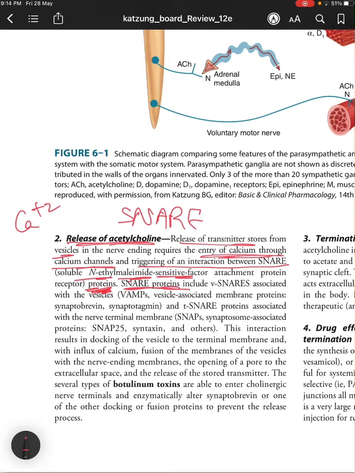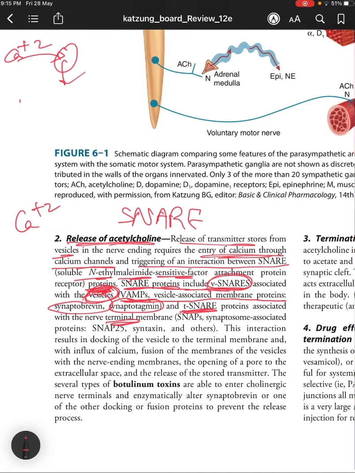So SNARE proteins include V-SNAREs associated with the vesicles, the VAMPs, vesicle associated membrane proteins. You have synaptobrevin, synaptotagmin, etc., and T-SNARE proteins. So there are interactions between V-SNARE and T-SNARE proteins at the nerve terminals. Okay. So for the release from the vesicles, you need Ca2+ to influx.